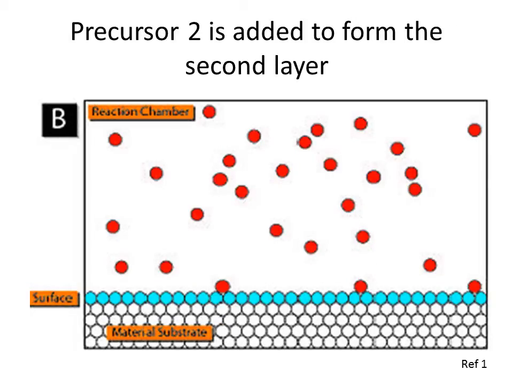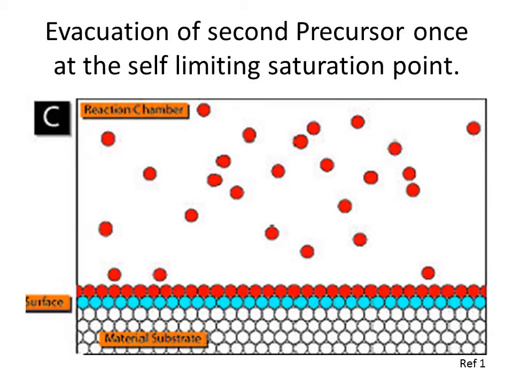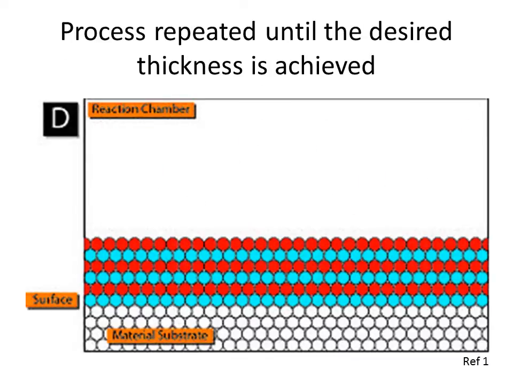At this point, the second precursor, shown here in red, is added to the reaction chamber and reacts with the layer deposited on the substrate. This creates another layer on the surface and the reaction chamber is again evacuated. This process is repeated until the required film thickness is achieved.